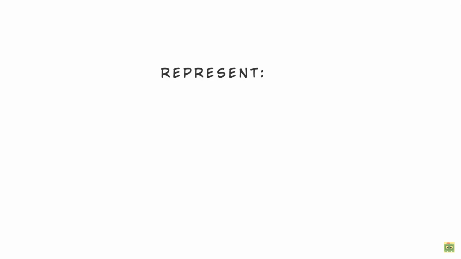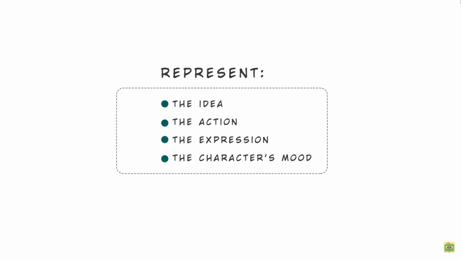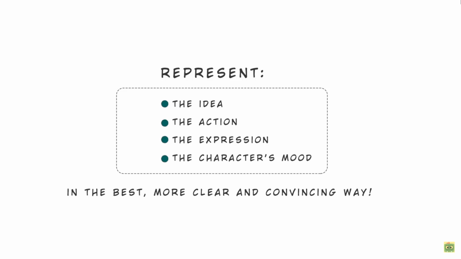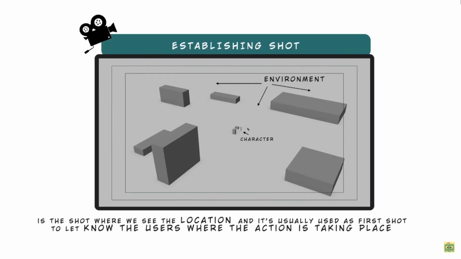What we must do is find a way to represent an idea, the action, the expression, or the character's mood in the best, clearest, and most convincing way possible. Let's now see some of the main types of shots and some common terms. An establishing shot is a shot where we see the location, and it's usually used as a first shot to let the users know where the action is taking place.